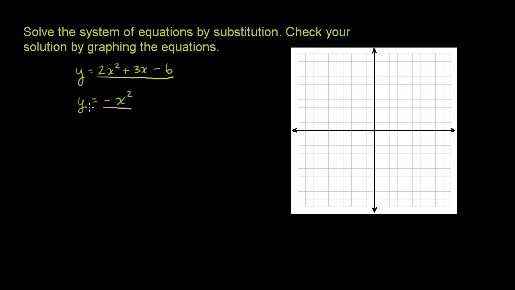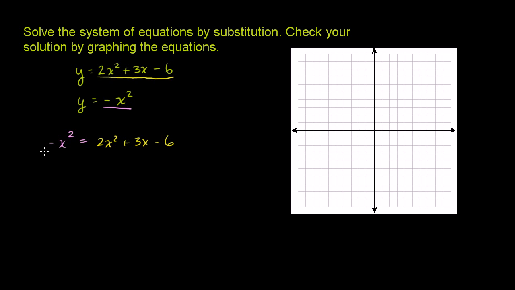They're going to intersect when they both equal the same y, or when this thing is equal to this thing, or when negative x squared is equal to 2x squared plus 3x minus 6. The x value at which these two are equal is going to be the x value where these y's are equal. So that's going to be their point of intersection. That is, it will be an x and y pair that satisfy both of these equations. So let's solve for x here.